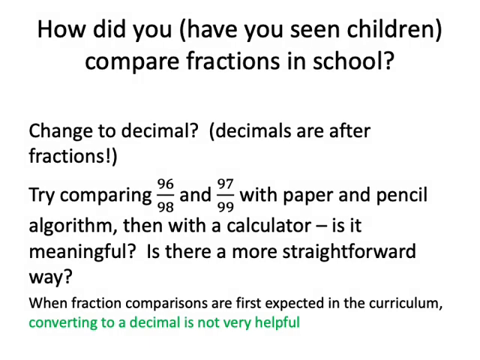What about changing the fraction to a decimal? And also note that decimals come in the curriculum after fractions, especially after we're trying to compare these fractions. So try comparing these same fractions, 96/98 and 97/99, with a paper and pencil algorithm or with a calculator. Is that a meaningful process, or is there maybe a more straightforward way? So when fraction comparisons are first expected in the curriculum, converting to a decimal is not particularly helpful.